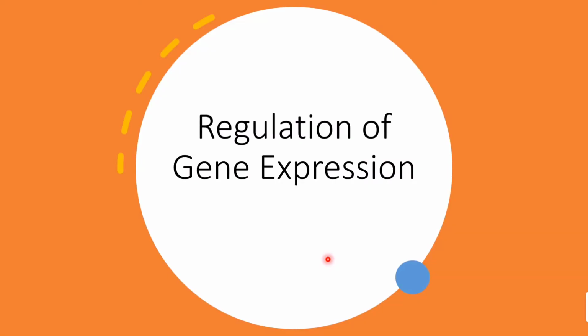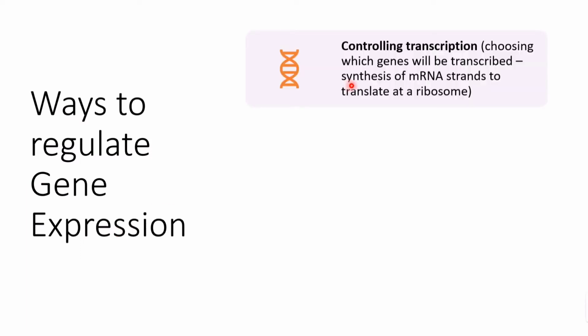Today's video is on regulation of gene expression. So first we're going to look at the three ways in which gene expression can be regulated that you'll need to know about. And the first is controlling transcription. So this is choosing which genes will be transcribed. And transcribed means the synthesis of mRNA strands that can be translated at the ribosomes into proteins.